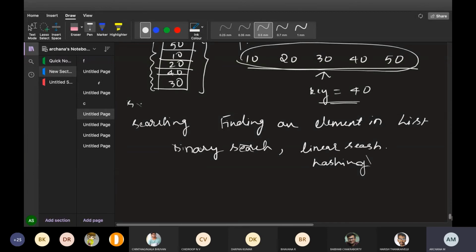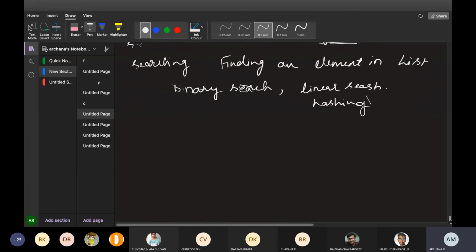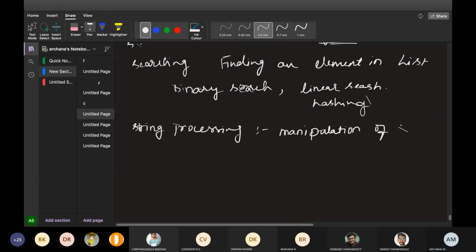Okay, then you have string processing. I did this even in data structures. We had string processing or pattern matching. What is this? String processing is the manipulation of characters of a string. Manipulation of characters is known as string processing.